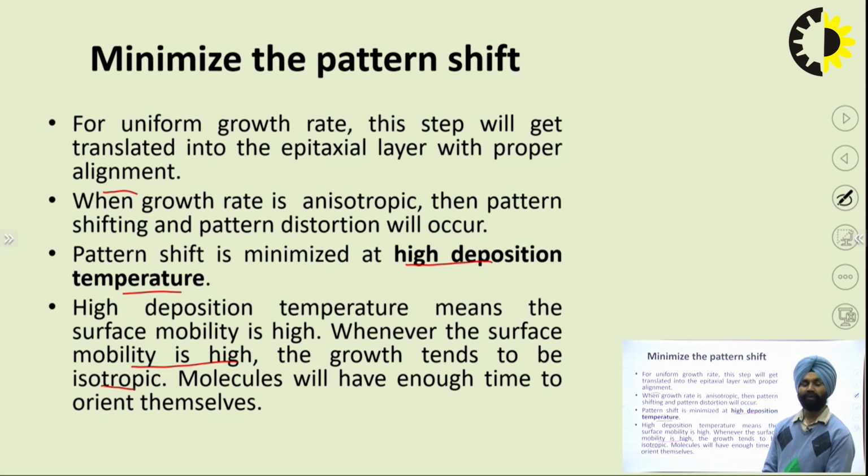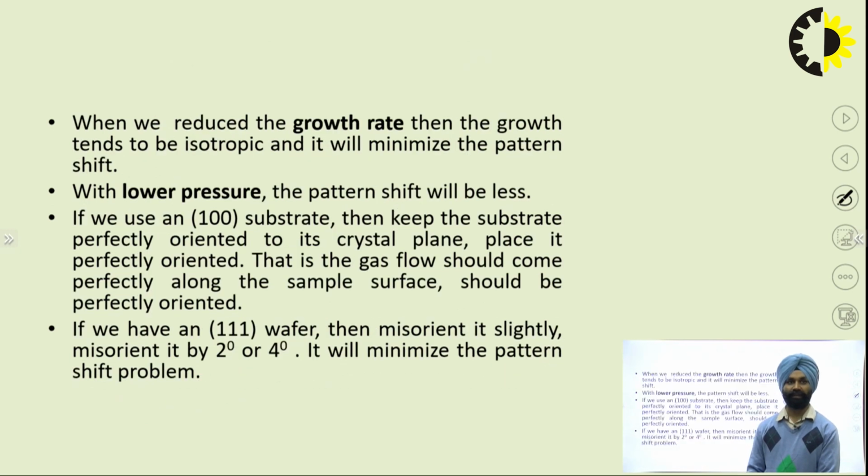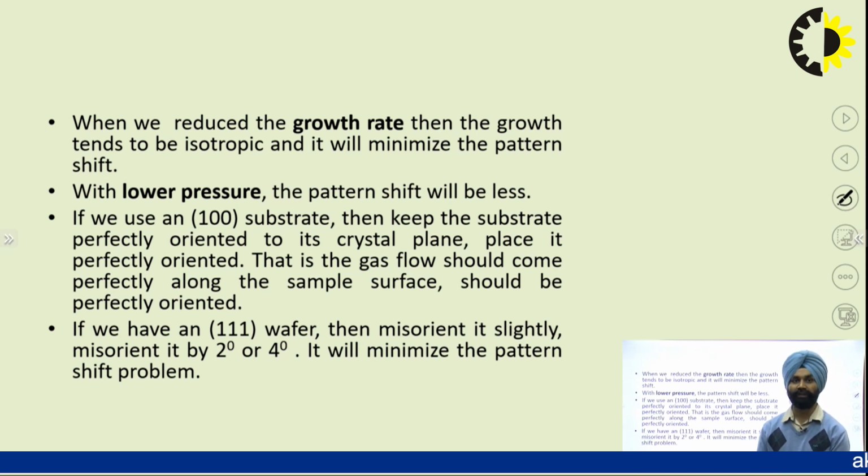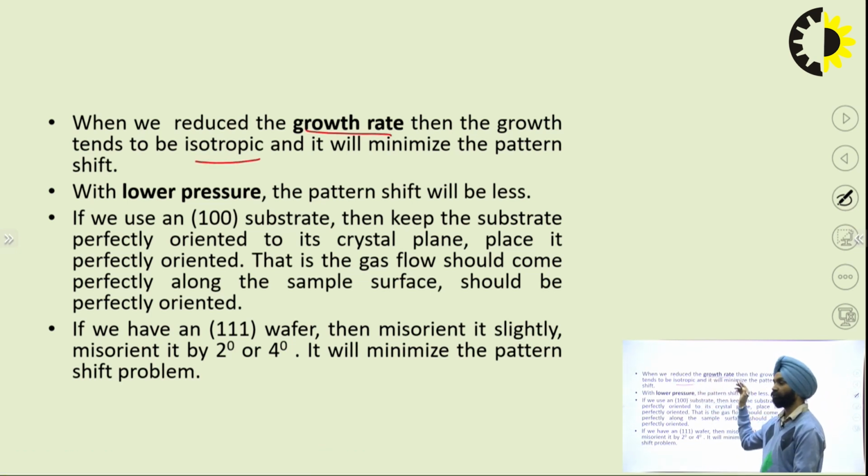This is because the molecules will have enough time to orient themselves toward the lower layers. So when we reduce the growth rate, it will again be isotropic, because this will give the time for settlement for the ions or the gas molecules, which will minimize the pattern shift. So the growth rate will be reduced to maintain the pattern.